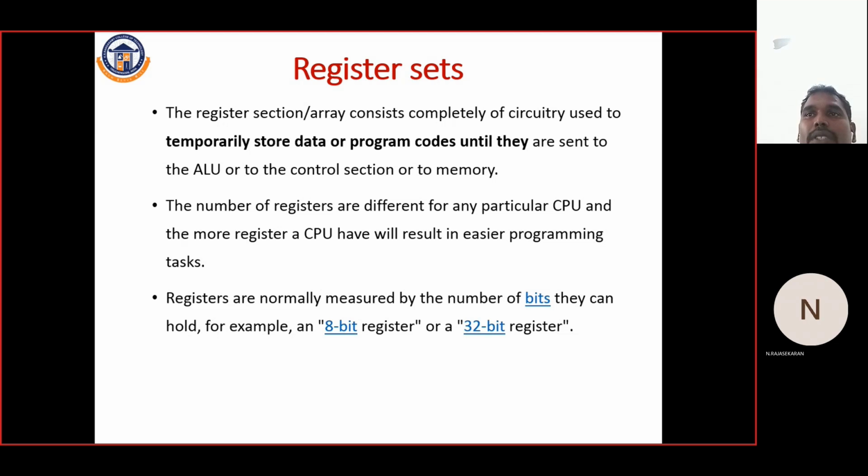The number of registers is different for any particular CPU, and the more registers a CPU has, the easier the programming task becomes. Registers are normally measured by the number of bits they can hold, for example, an 8-bit register or a 32-bit register.